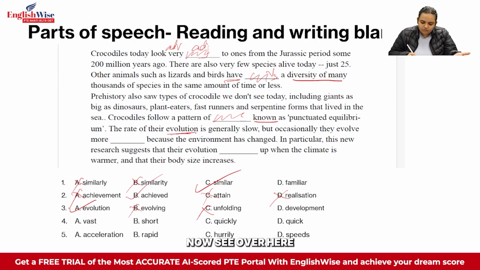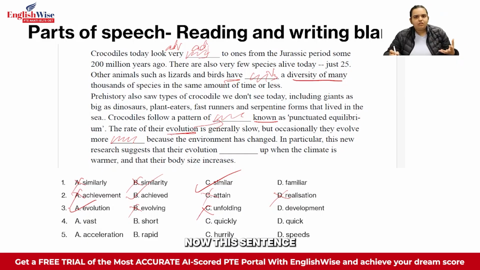Now see over here also, there is a hint given that we can use the word evolution in the previous sentence. "Is generally slow, but occasionally they evolve more blank because the environment has changed." So let's read this sentence without the blank. "But occasionally they evolve more because the environment has changed." Now this sentence does make sense, that they are evolving more than they were doing before.